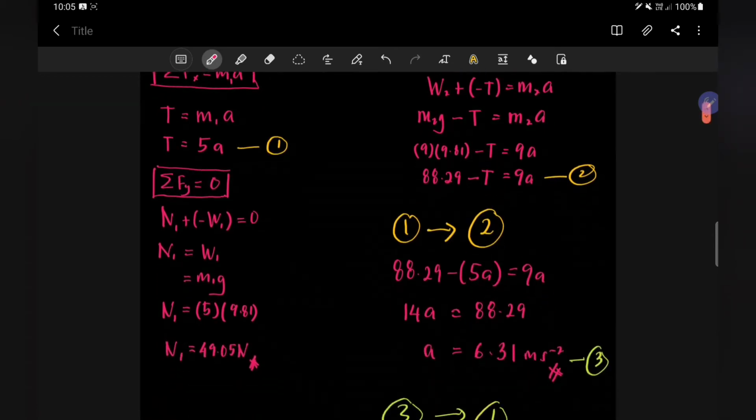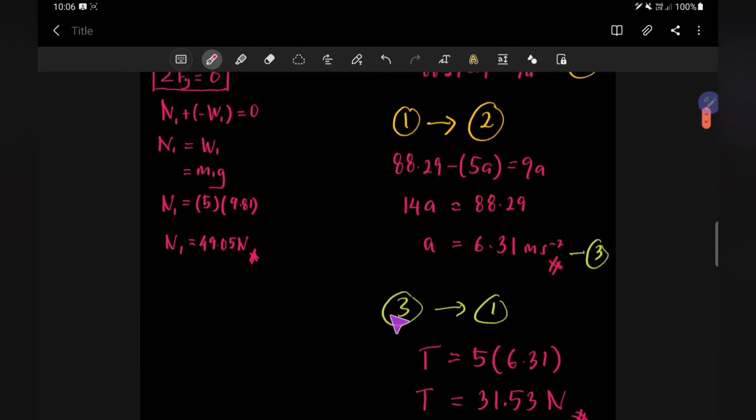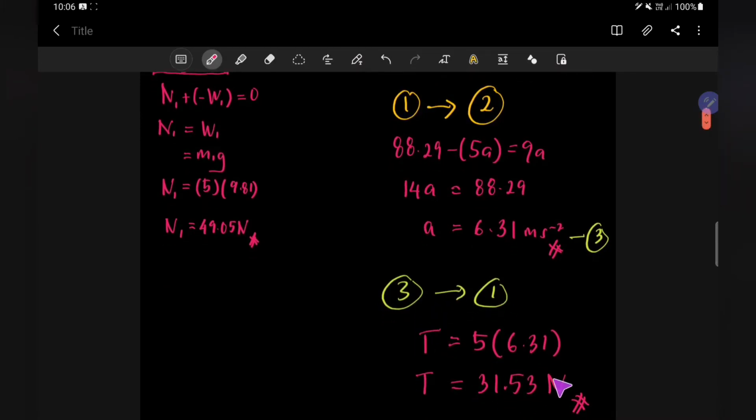So that you will get the acceleration. The acceleration is the third thing. These values we just substitute into the first equation here. By getting a, substitute into the first equation, and then you will get the tension. So this is the way we answer the question. Normally under simultaneous equations, you will get the answer.